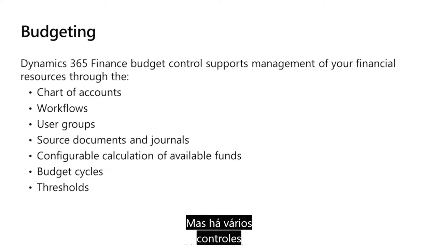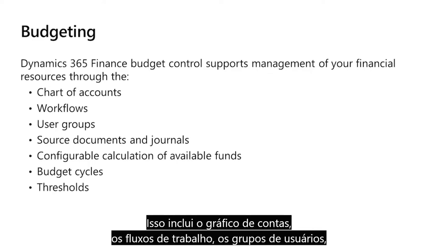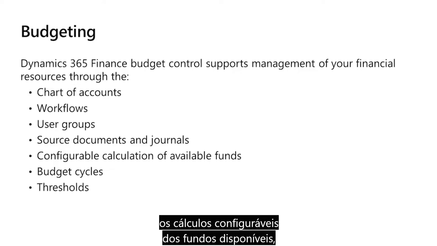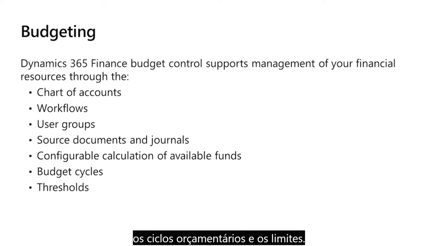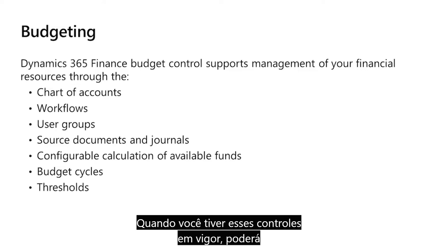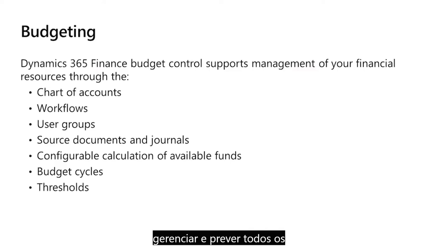But there is a whole bunch of different controls and resources within Dynamics 365 Budget, and that includes chart of accounts, workflows, user groups, source documents and journals, configurable calculations of available funds, budget cycles, and thresholds. When you have these controls in place, you're able to plan, you're able to measure, manage, and forecast all of your financial resources throughout the fiscal year.